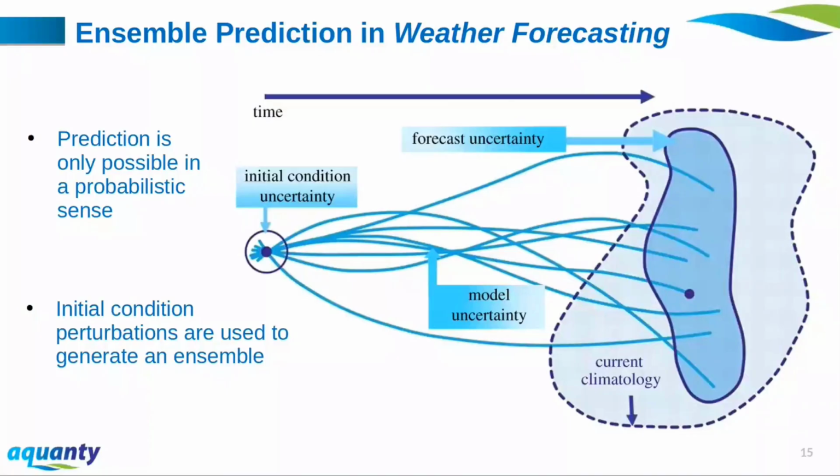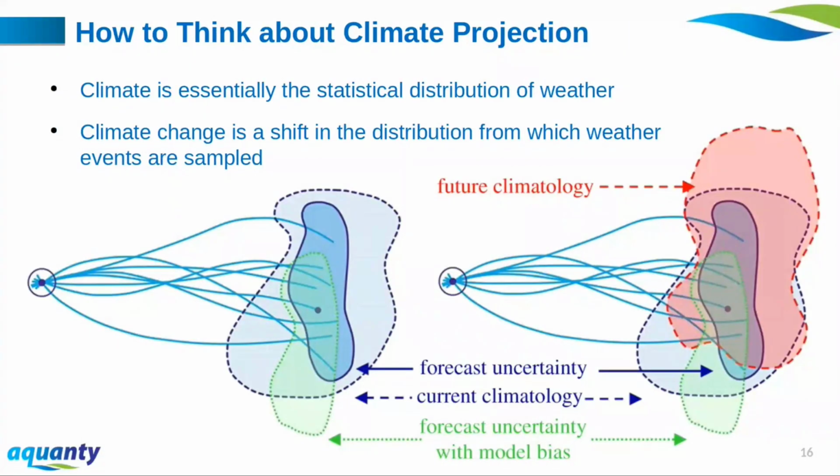And so with climate change then, the way to think about it is that climate change is a shift in this distribution of potential weather events, right? And this can be a shift in the mean of that distribution, but it can also be a change in the shape of that distribution. And so what we're doing with an ensemble of climate models is that we are probing this distribution and experimentally deriving the shape of the distribution.